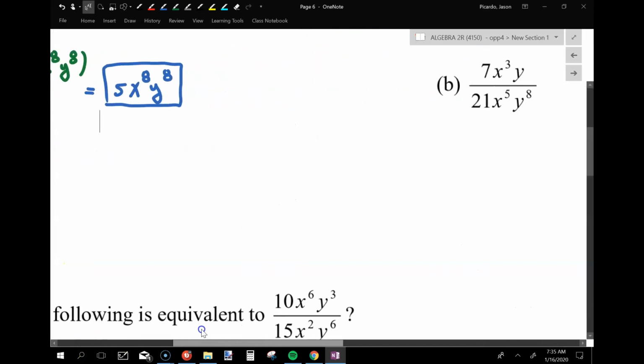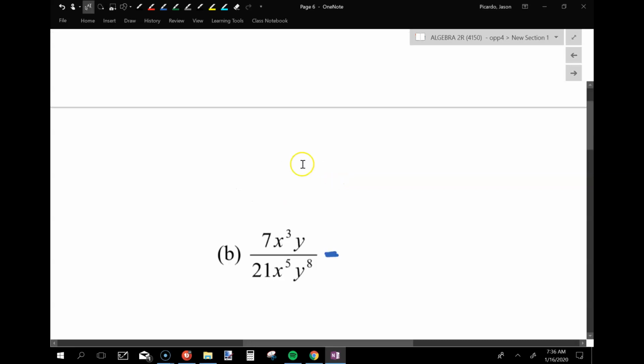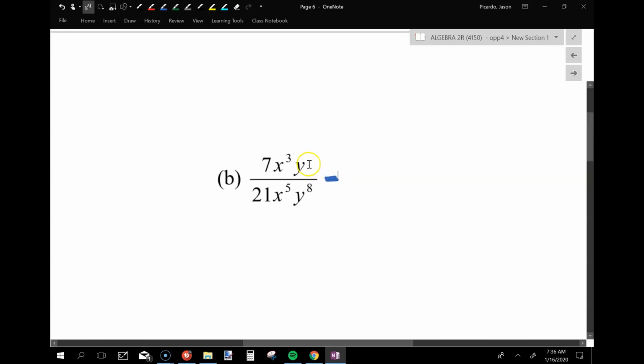Let's look at the one next to it here. Let me do it this way. 7 and 21. GCF. 7. X cubed, x to the 5th. Which one am I going to take? Y and y to the 8th. Which one am I going to take? All right, so I'm going to write that on the top and the bottom.